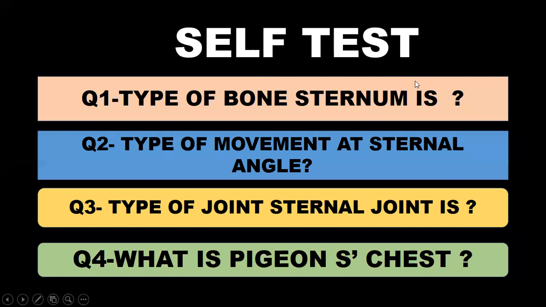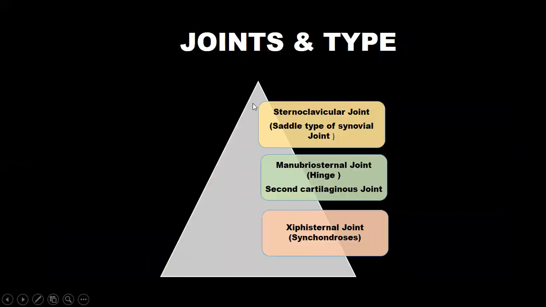now before starting, let's ask yourself these 4 questions. If you are able to answer, then it will be awesome. If not, then let's go further. And after the completion of the lecture, just do this self-test and let me know how much you're able to recognize things. So when we talk about the joints and the types, the 3 types of joints which we see.